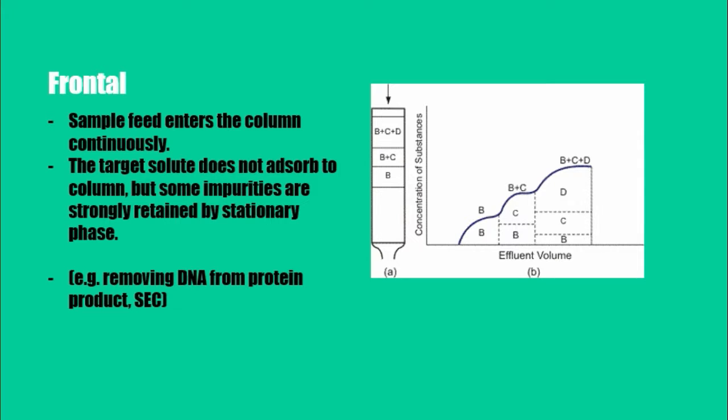The second mode is frontal. First, the sample feed enters the column continuously. The target solute does not adsorb to the column, but some impurities are strongly retained by the stationary phase. For example, removing DNA from a protein product.